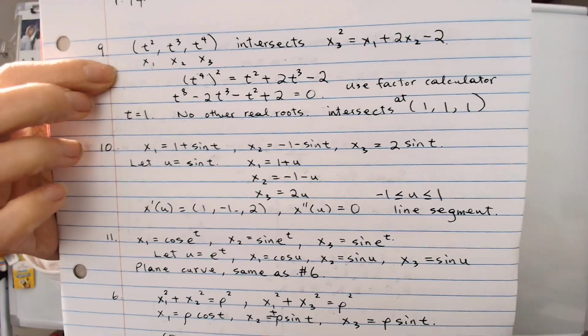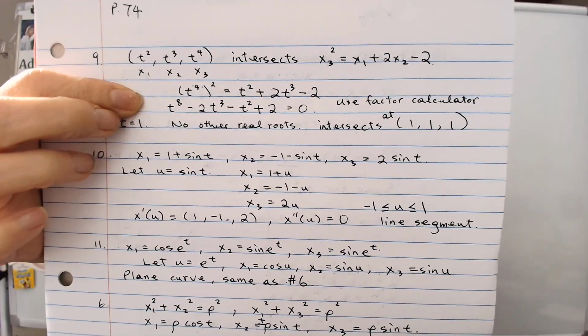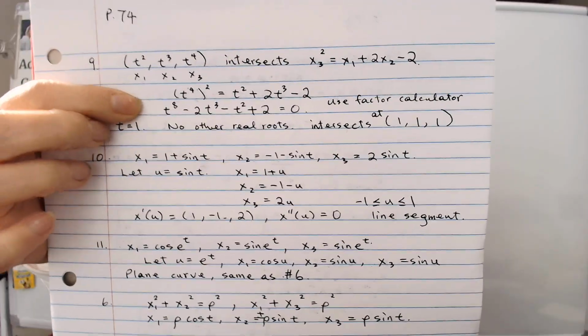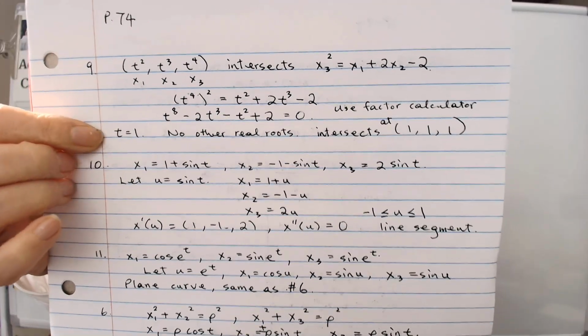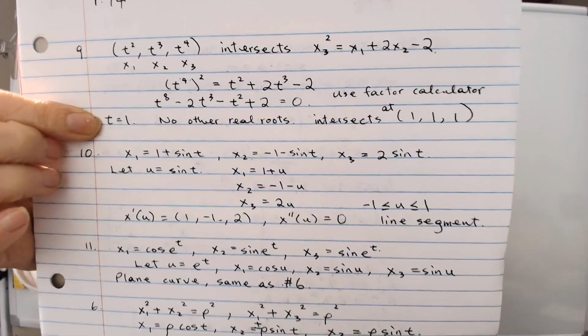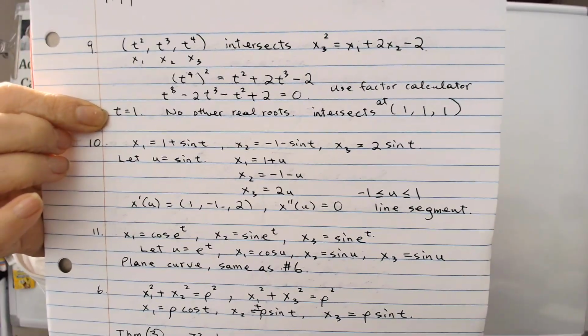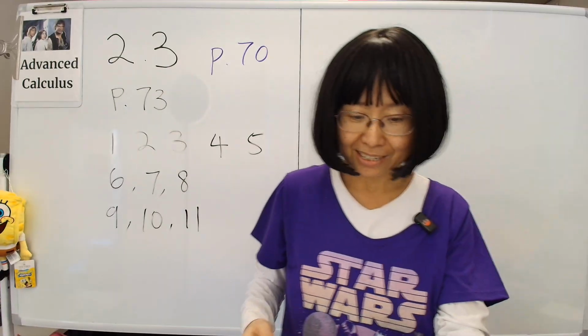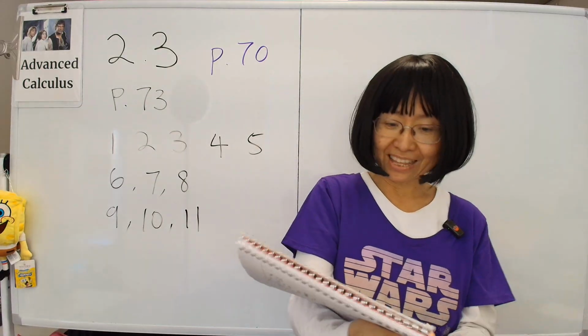with the power 8. So what I did is I used the factor calculator. I include the link in the video below, okay? I just plugged it in the calculator, and out it says it only has t equal to 1 as, I don't know, a double root or something. And so once t is 1, then it becomes 1, 1, 1. That's where it intersects. And that's all I'm going to say about that, okay?